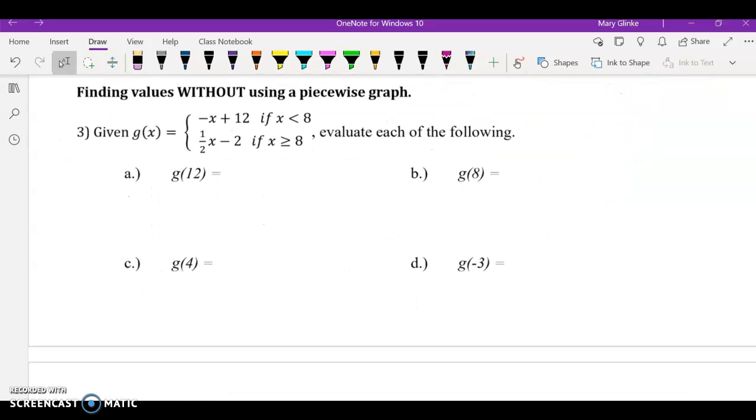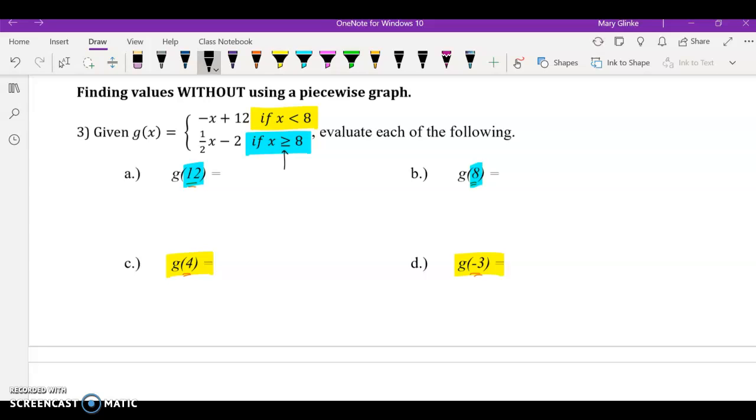We're going to do the same thing once again here, but now with just an equation, no graph to back it up. We either have the top equation or the bottom equation. So take a moment and look at each of these values and figure out if these x values mean that you're going to use the top equation or the bottom equation. So for 12, we should have said that is bigger than 8. That's the bottom equation. For 8, we should have said that is equal to 8, which means it's the bottom equation. For 4, 4 is less than 8, so that's the top equation, as is negative 3.